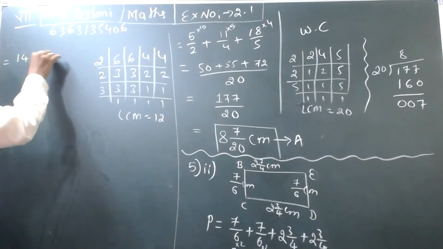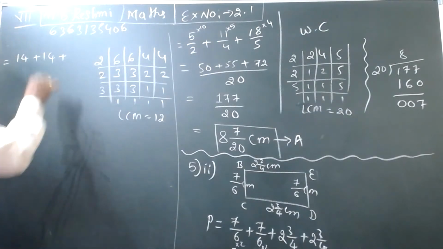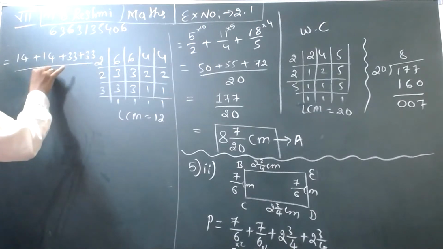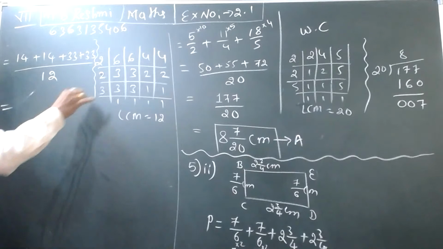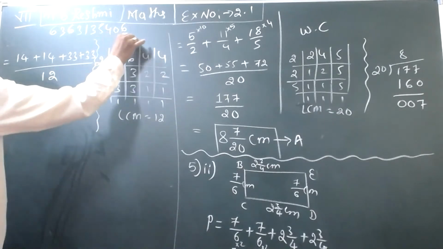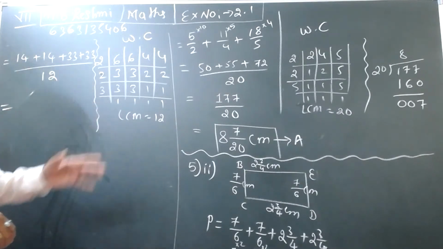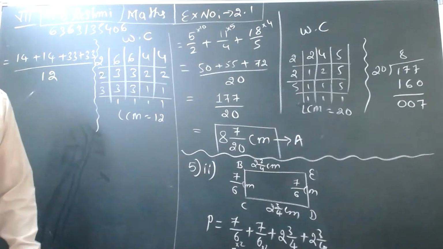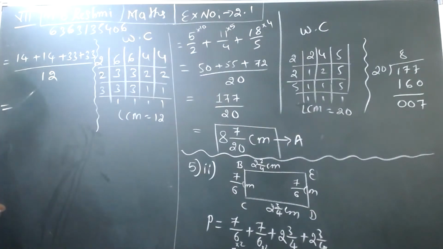7 2s are 14. Similarly, what is that? 11 3s are 33. How many times? 2 times. Upon denominator 12. LCM is 12. Now add this. If you add all together, what will be our answer? Our answer will be 94.